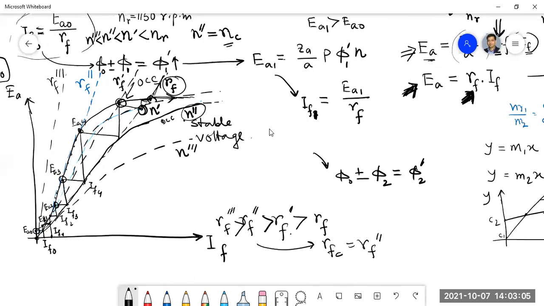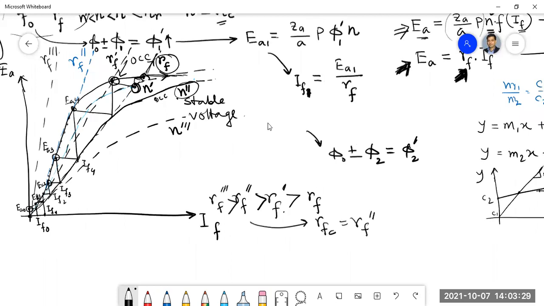Residual voltage point. That means then also we'll get no other point other than the residual voltage point. So only the residual voltage we will get if the speed is still less than the critical speed. So I think these definitions are okay, the critical field resistance and the critical speed. Is it okay?